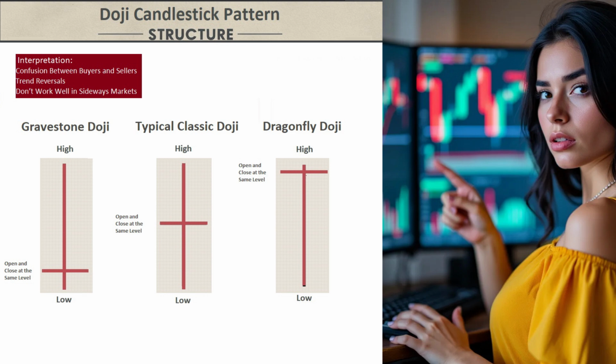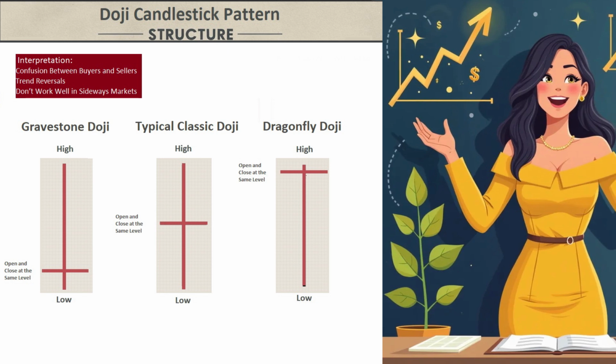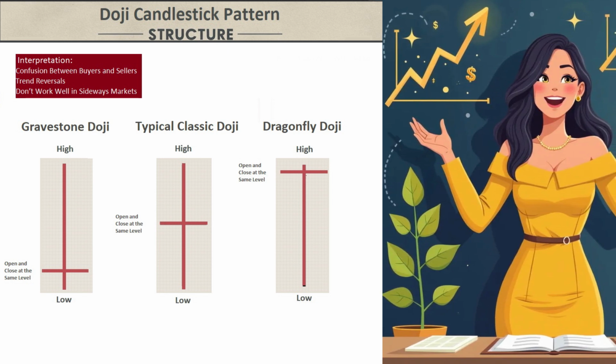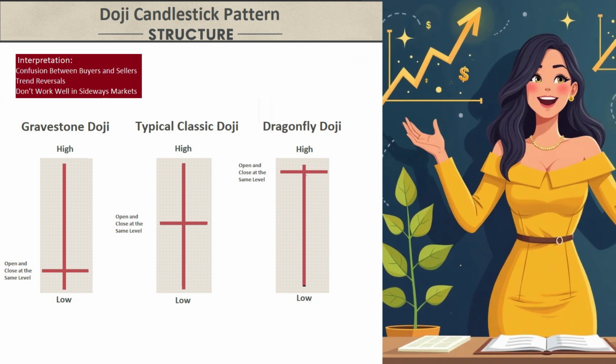Doji candlestick pattern is a key formation in technical analysis that represents market indecision. It forms when the opening and closing prices of a security are nearly the same, creating a candlestick with a small body and long wicks, shadows on both ends.